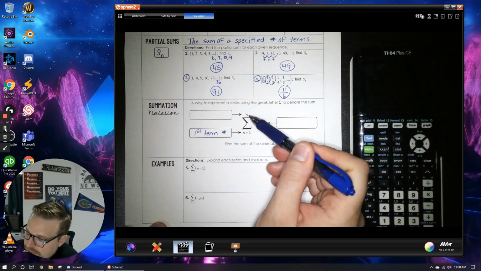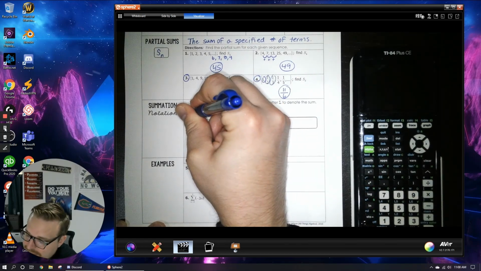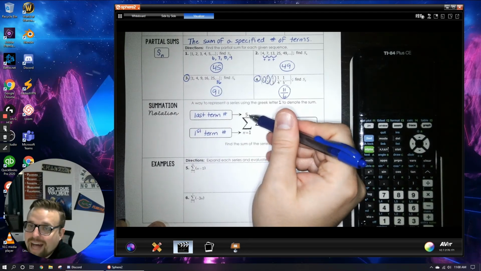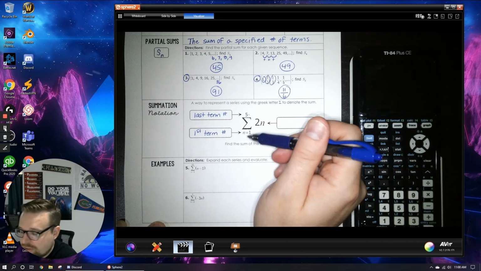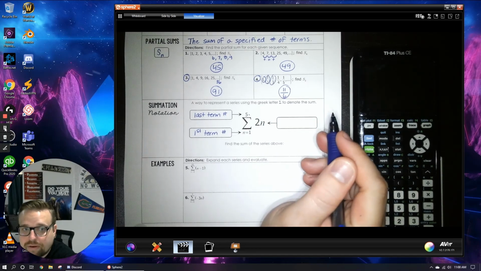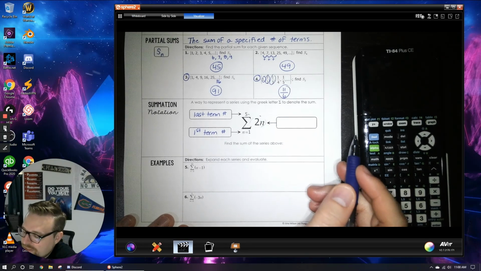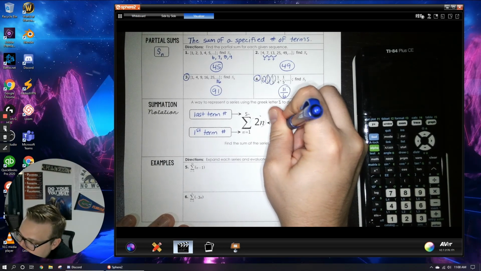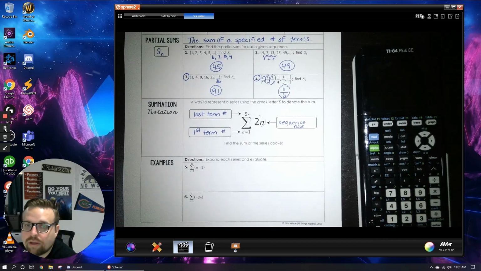And then also at the top of the sigma, it'll tell you where to stop. So this is going to be the last term number. Once again, this is not the value of the fifth term or the last term. This is just telling you start at 1 and go to 5 and stop there. And then next to the sigma notation is going to be the formula for the sequence. So we're going to put sequence rule or formula. Whatever one you're more comfortable writing, go for it.